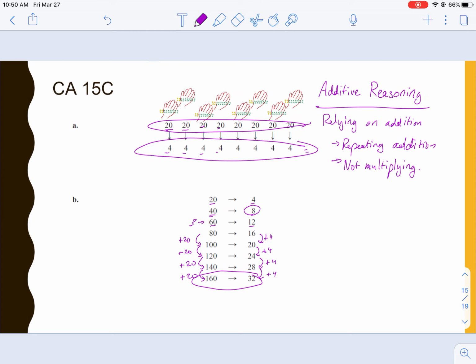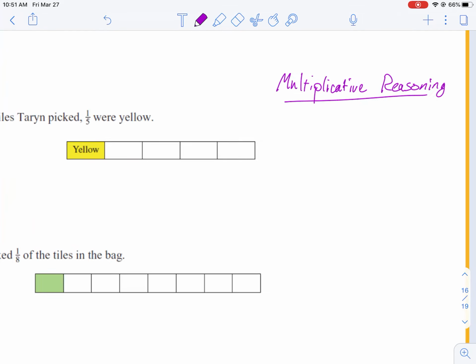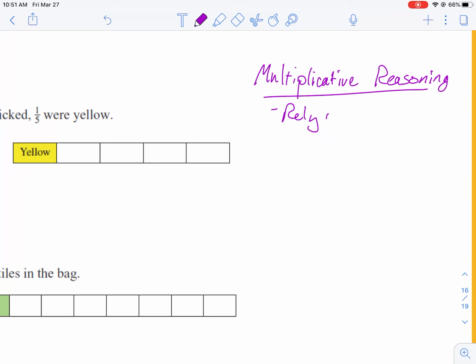So in both of these cases, I think I said 20 times 8 is 160, but this student would probably do 20 plus 20 plus 20 plus 20 plus 20 plus 20 equals 160. And 4 plus 4 plus 4 plus 4 plus 4 plus 4 equals 32. And that is the key to additive reasoning. Multiplicative starts to really jump towards this multiplying. So it starts to rely on multiplying.